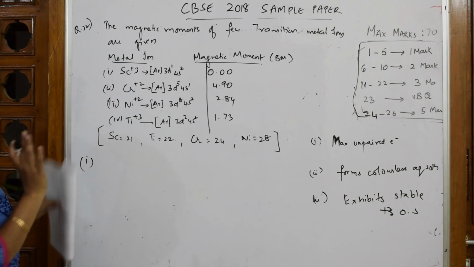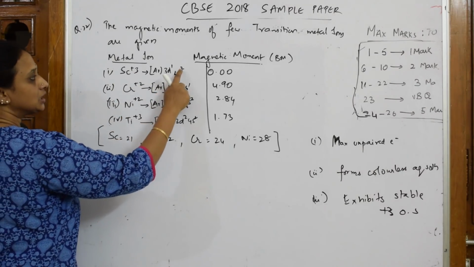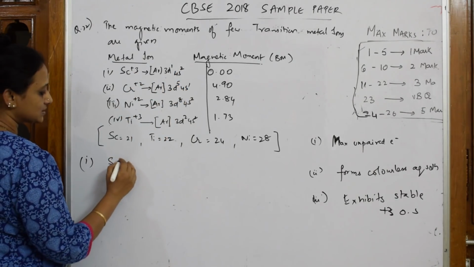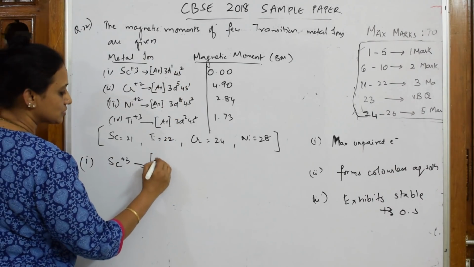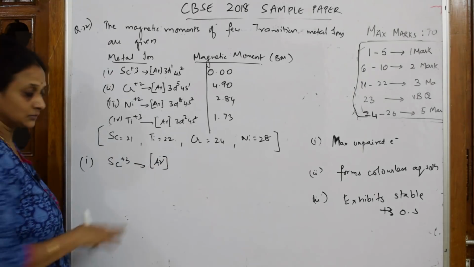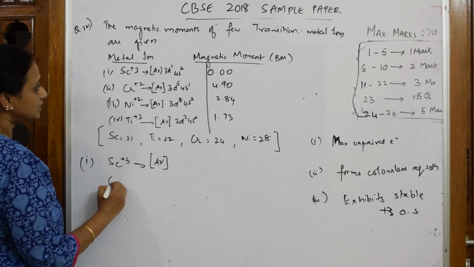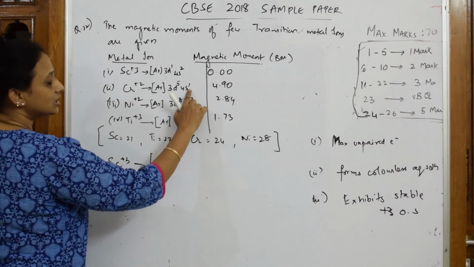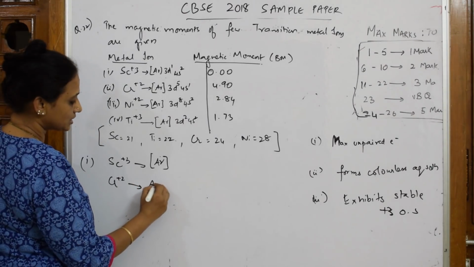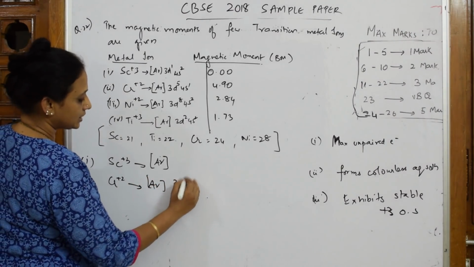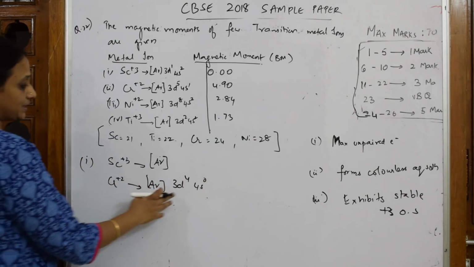Here when I have to speak, let us see. Here is Sc plus 3. If I have to write, what do I get? 2 electrons from 4s, 1 electron from 3d is lost. So argon, completely filled, no unpaired electrons. So the first one is ruled out. In the second one, chromium plus 2 means 1 electron from 4s and 1 electron from 3d is lost. So what do I get? Argon 3d4, 4s0. Yes, so 4 unpaired electrons.